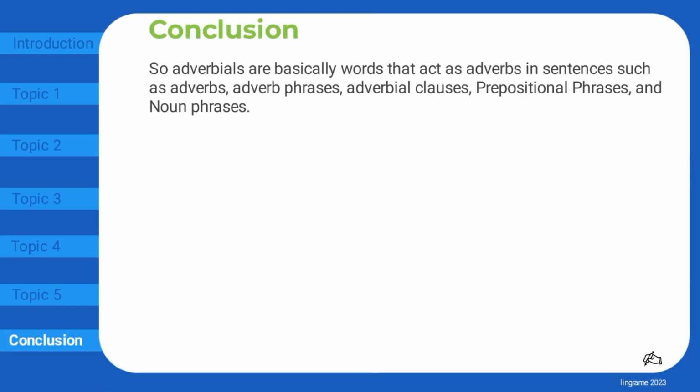So adverbials are basically words that act as adverbs in sentences such as adverbs, adverb phrases, adverbial clauses, prepositional phrases, and noun phrases.